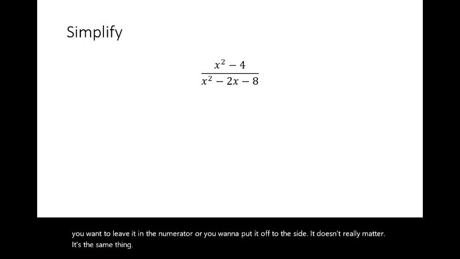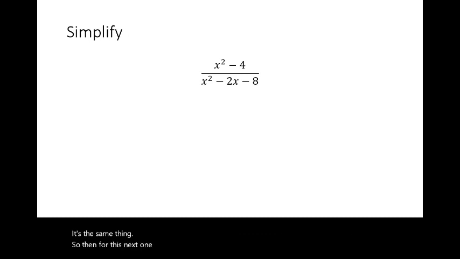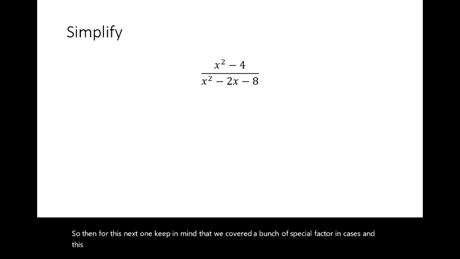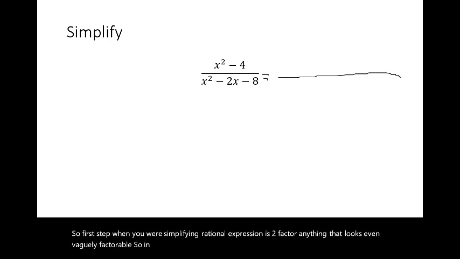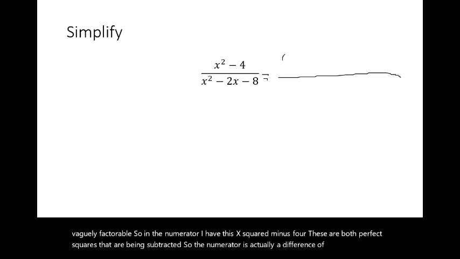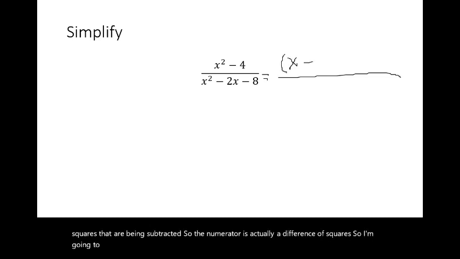So then for this next one, keep in mind that we covered a bunch of special factoring cases, and this rational expression is going to involve one of them. So first step when you are simplifying a rational expression is to factor anything that looks even vaguely factorable. So in the numerator, I have this x squared minus 4. These are both perfect squares that are being subtracted, so the numerator is actually a difference of squares. So I'm going to factor this difference of squares as x minus 2 times x plus 2.